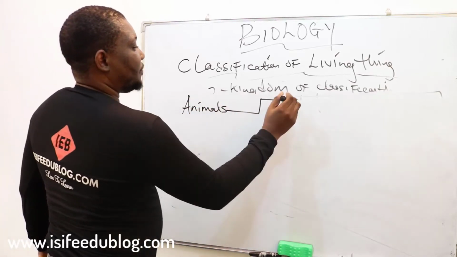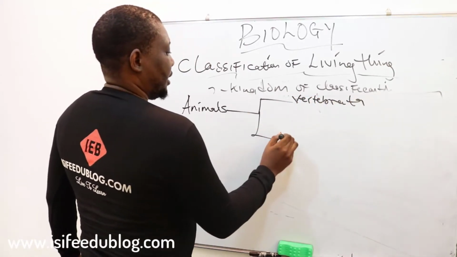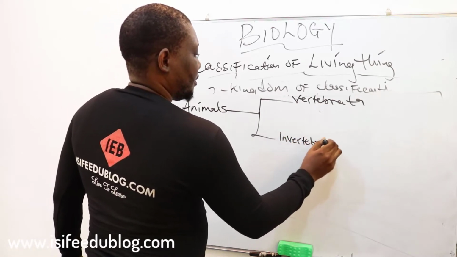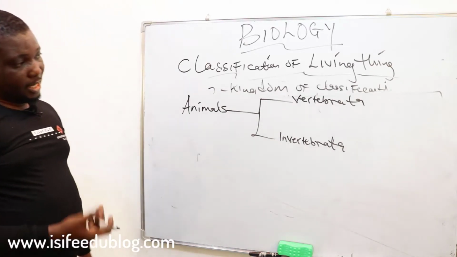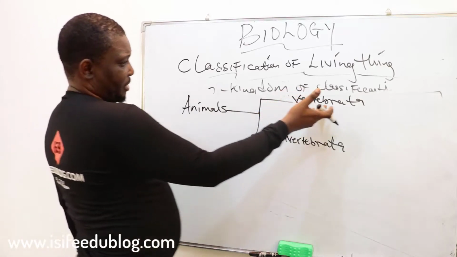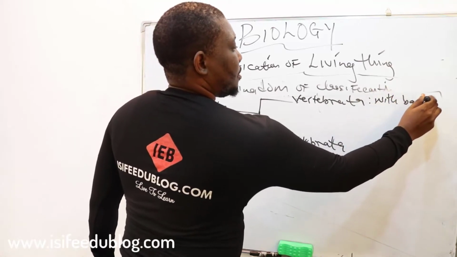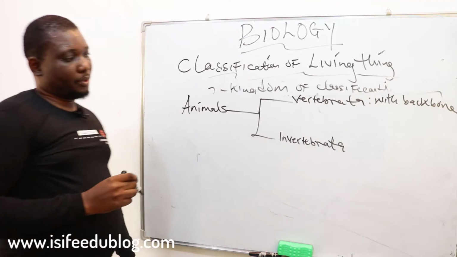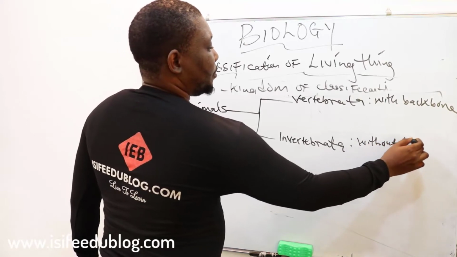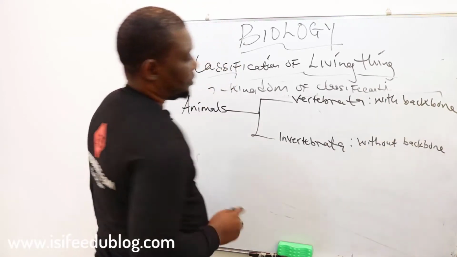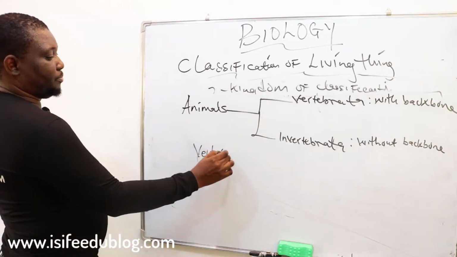Animals. We have vertebrates, we call Vertebrata, and invertebrates, Invertebrata. These are the two major classifications of animals. You know that the vertebrates are animals with backbone, and the invertebrates are animals without backbone. The class of animals with backbones, that is the vertebrates.